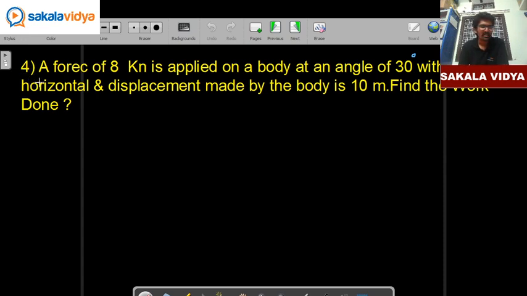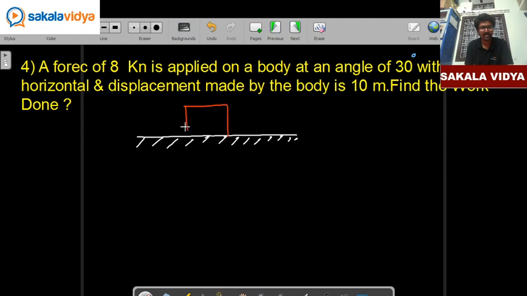Fourth question. A force of 8 kilonewtons is applied on a body at an angle of 30 degrees with the horizontal, and the displacement made by the body is 10 meters. Find the work done. So for example, this is a ground surface on which a body is placed. So on this body, a force of 8 kilonewtons is applied.